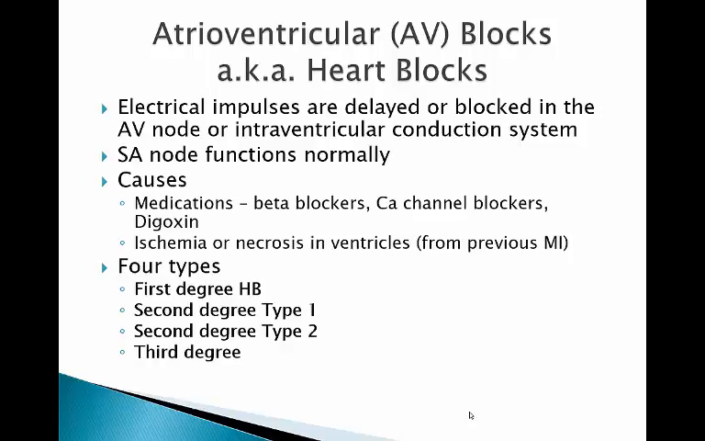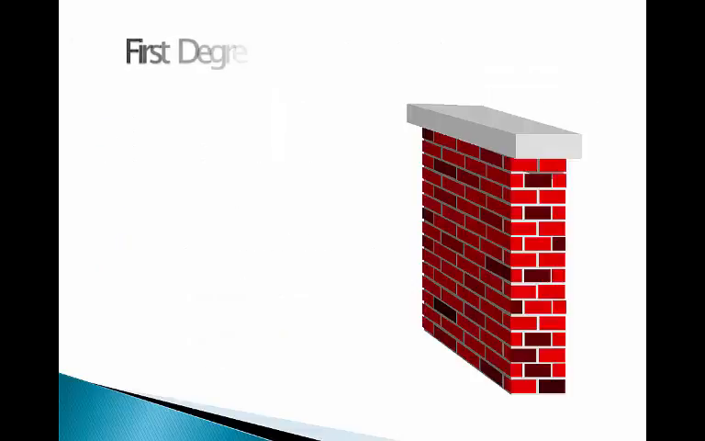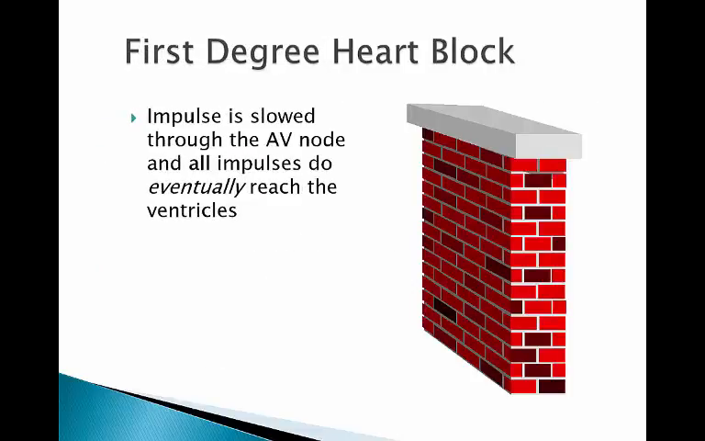First degree heart block is not a big deal. Okay? First degree heart block is just like sinus rhythm, except the PR interval is greater than 0.2 seconds. Okay? So every impulse reaches the ventricle, just like sinus rhythm. It just takes a little bit longer. So the PR interval is greater than 0.2 seconds.